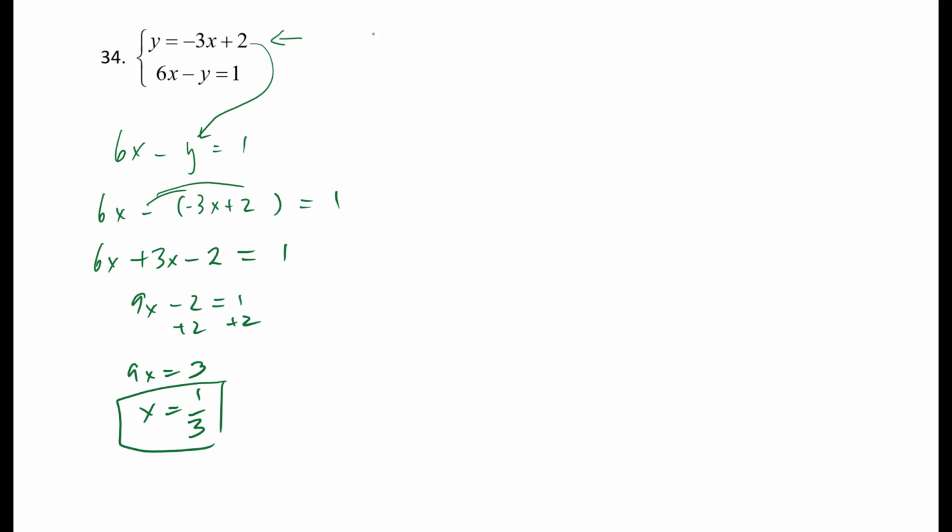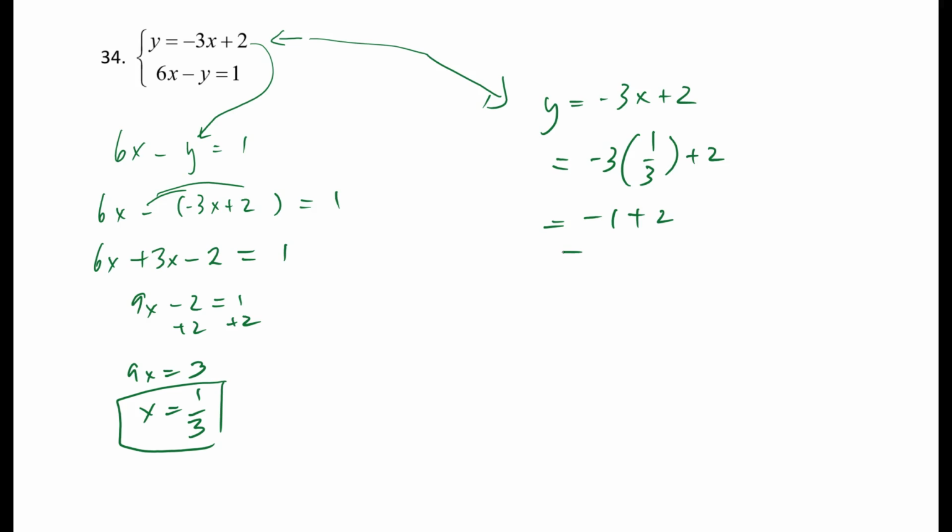And then I have to substitute that back in to get y, so I'll use this equation here. y equals -3x plus 2. x is 1/3, so -3 times 1/3 is -1, plus 2 equals 1. So that's the y value. So the coordinate of the intersection of these two lines is 1/3, 1.